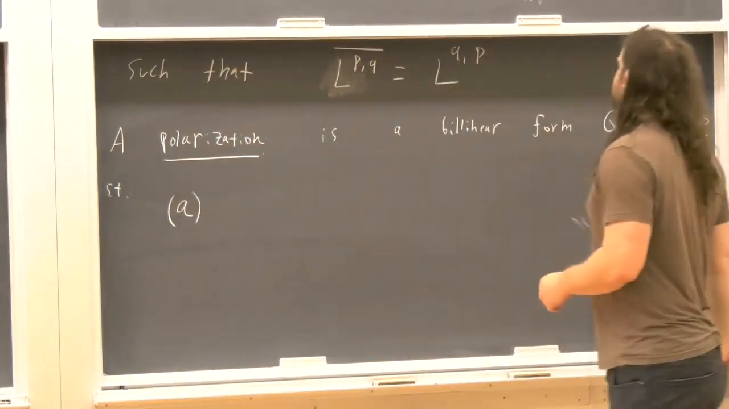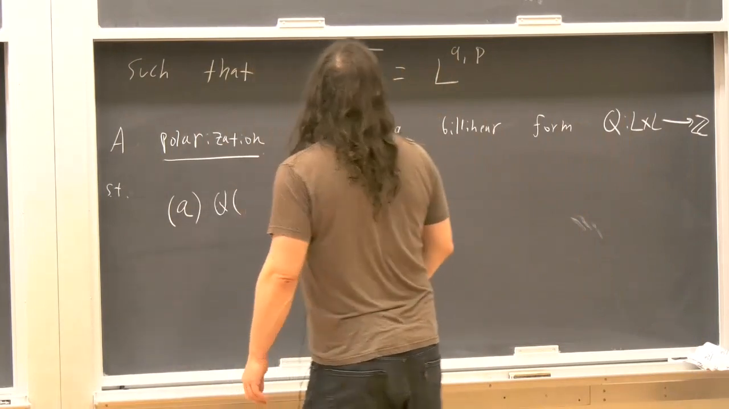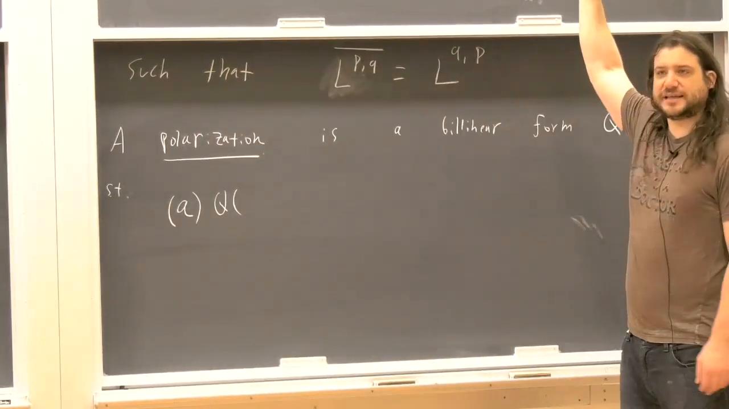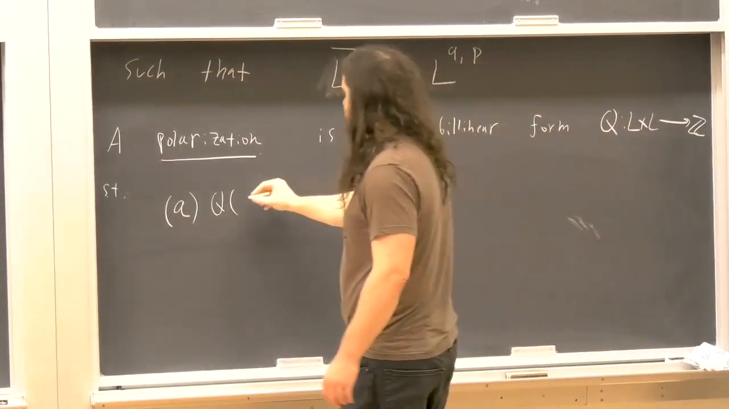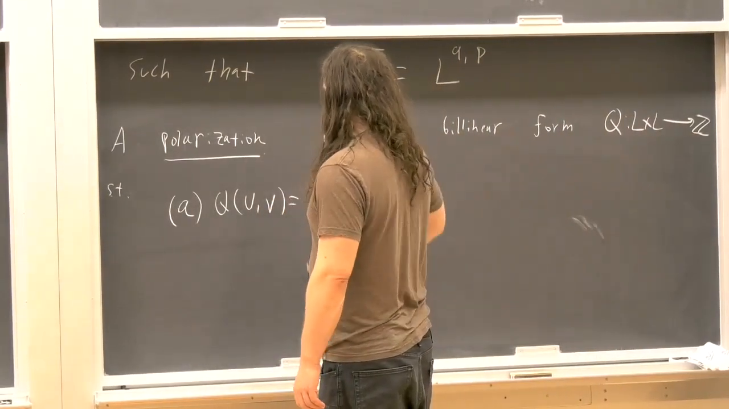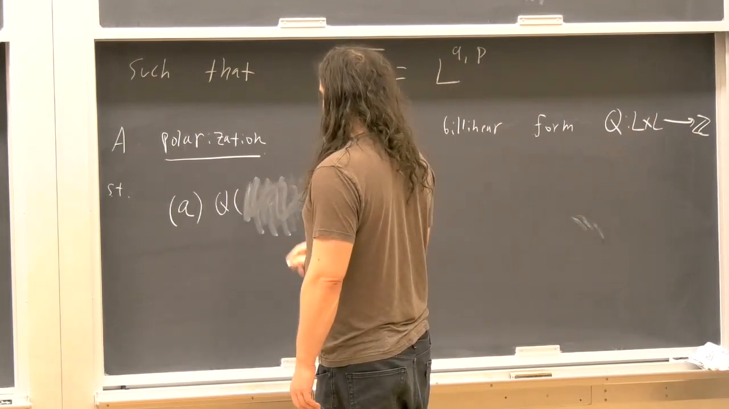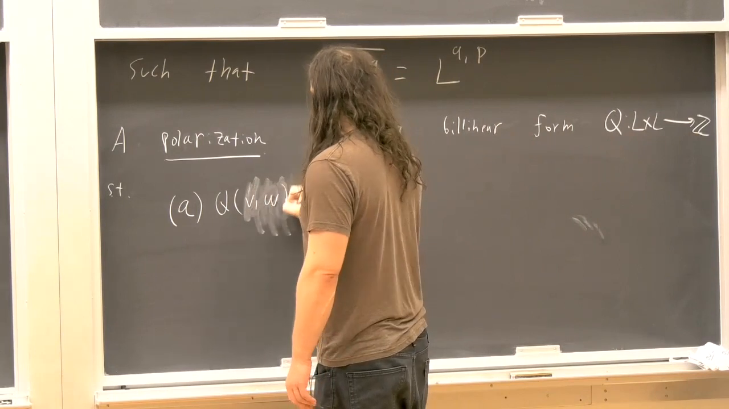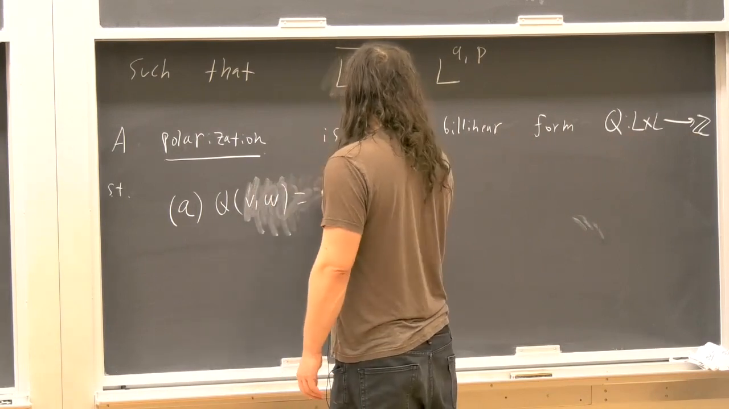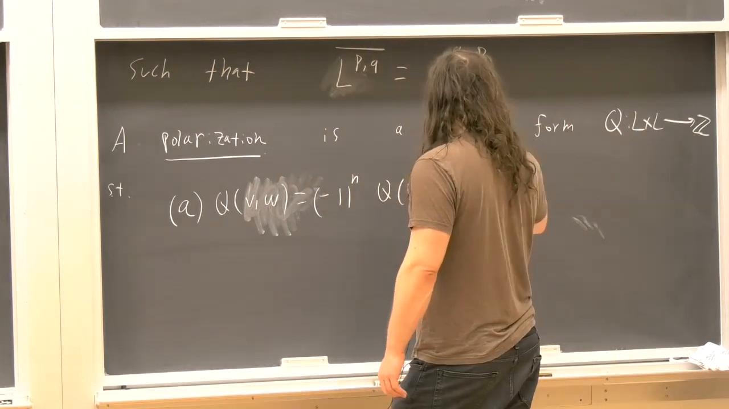Q satisfies some properties. First of all, Q is going to be symmetric when n is even and anti-symmetric when n is odd. So Q of UV. Actually, I probably shouldn't use UV because my U's and V's look similar. Let me use V and W. Q of VW is (-1)^n Q of WV.